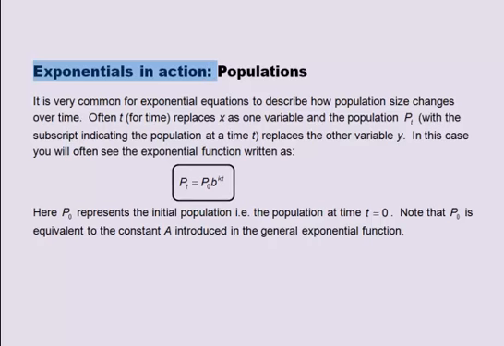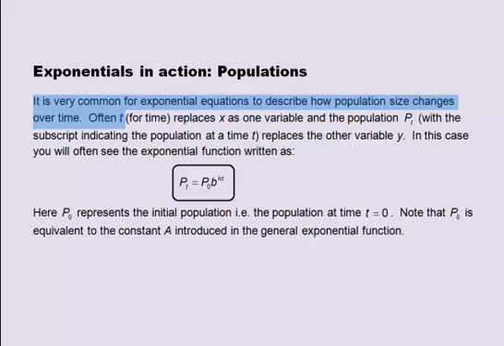Exponentials in action. Populations. It is very common for exponential equations to describe how population size changes over time. Often, t, for time, replaces x as one variable, and the population, P(t), with the subscript indicating the population at time t, replaces the other variable y. In this case, you will often see the exponential function written as P(t) = P(0) multiplied by b to the power kt.